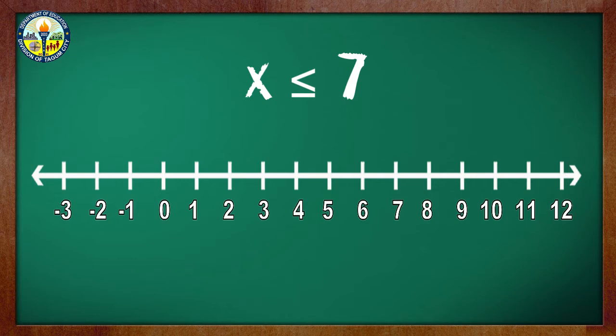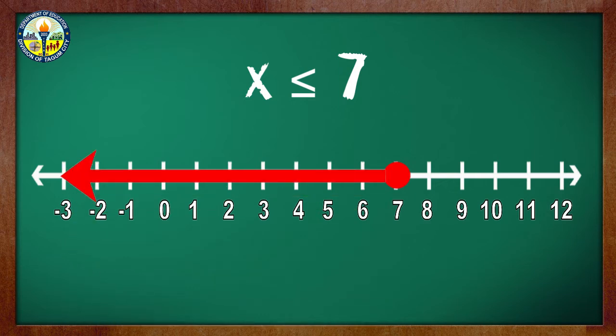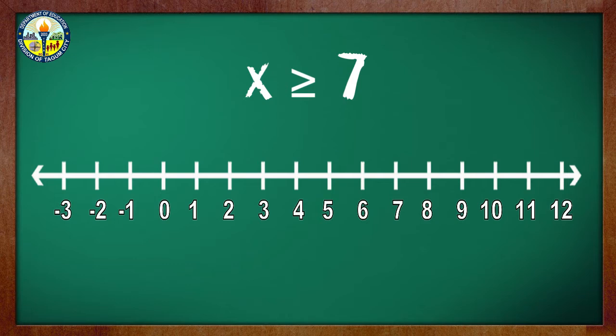x ≤ 7 is graphed this way. The point is closed because 7 is a solution to x. Meaning, if we use 7 for x, as in 7 ≤ 7, the inequality becomes a true statement. x ≥ 7 looks like this. The point is closed because 7 is a solution to x. 7 ≥ 7 is a true statement, right?